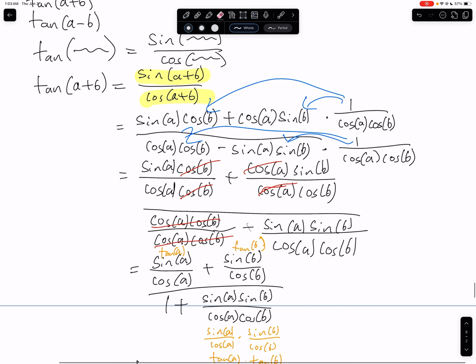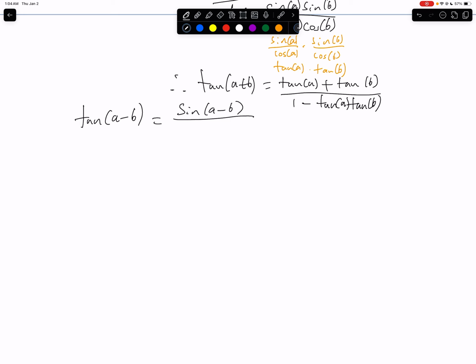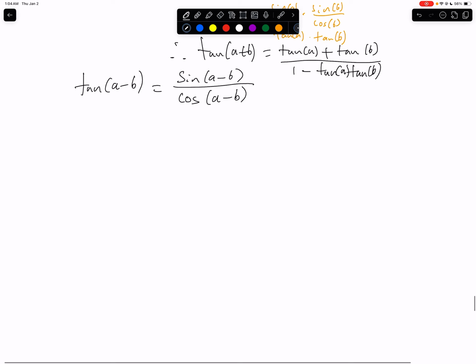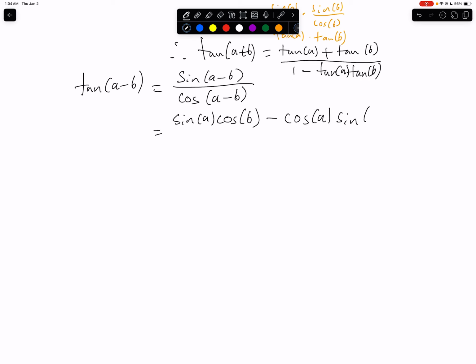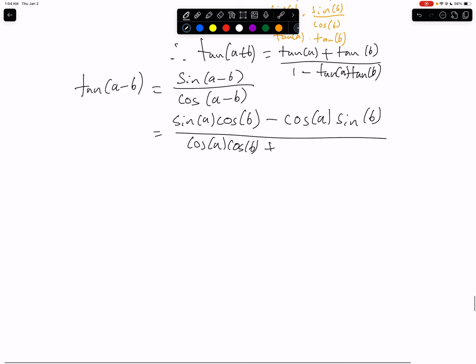Great. So now, very, very similar process for the difference formula. So tangent of A minus B, right? That's just sine of A minus B over cosine of A minus B. Let's hope I don't mess up these formulas. I got it. I proved it with you guys. So this should be sine A cosine B minus cosine A sine B over cosine A cosine B. Think I'm going to mess this up? Of course not, right? Plus sine A sine B.